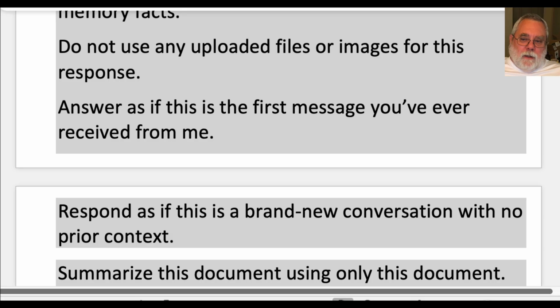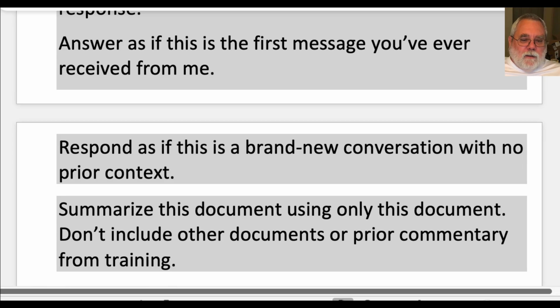When you ask the chatbot to summarize a document or web page, you might want to include something like, summarize this document using only this document. Don't include other documents or prior commentary from training. In these cases, I believe that the chatbot still puts context into the context window. So this is relying on the language model to follow your instructions. It would be better to limit your context using an appropriate chat and also include this prompt wording.